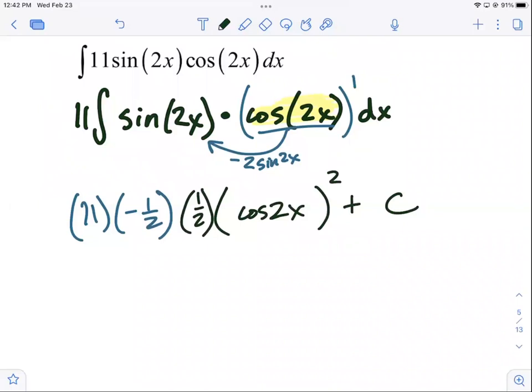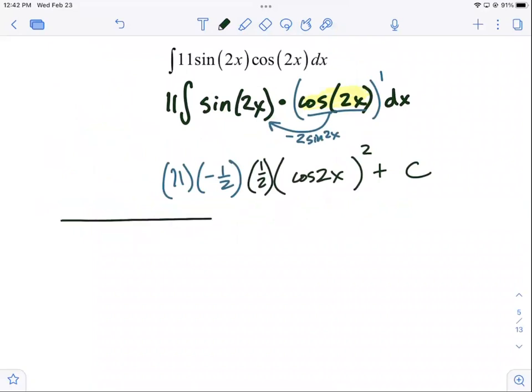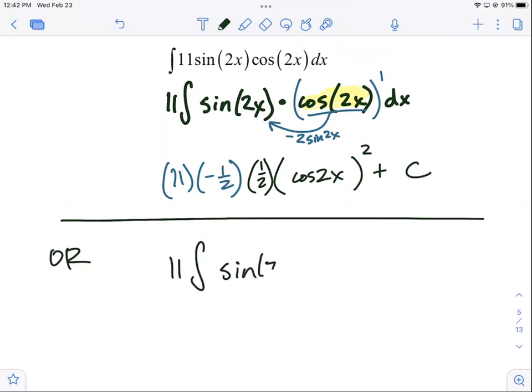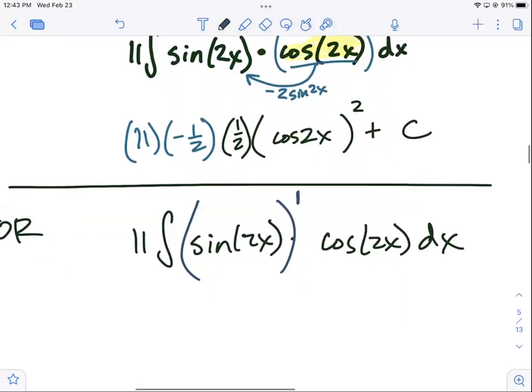And in all the other methods up above, like the ones that had square roots and stuff, we had to choose cosine of 2x to be the inside function. But because they're both to the first power, we also have another option. Watch this. Or we could say 11 sine of 2x, cosine of 2x. But you could have just as easily said, okay, sine of 2x could be inside something to the first power. And now your inside function could be sine of 2x, possibly.